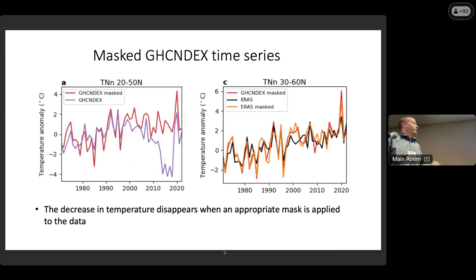And then on the right, this is showing the comparison of this GHCN-DEX masked data average over 30 to 60 North, which I think is a better definition of the mid latitudes, compared with ERA5 with the same mask as well as the raw data from ERA5, and they all show warming of the coldest days, and with similar magnitudes as well.